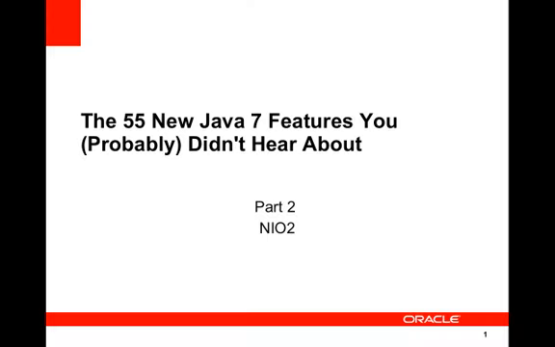Welcome to the 55 new Java 7 features that you probably didn't hear about. This is the second part in the series that we're doing here, and this part will focus on the NIO2 features. So let's go directly into the slides, about 1 minute for each slide as we move through. Sit back and enjoy this for about the next 15 minutes.